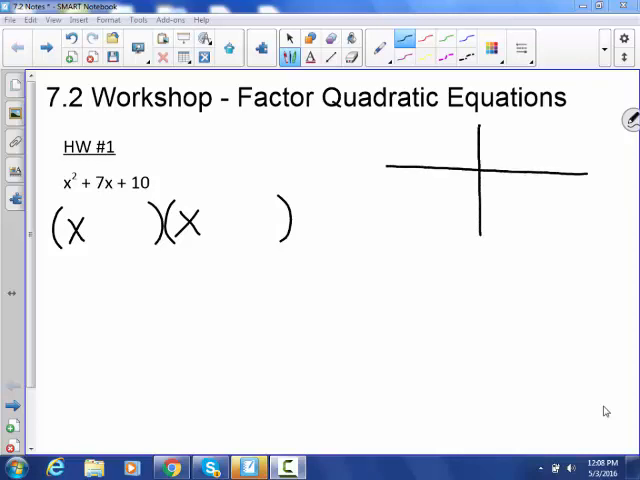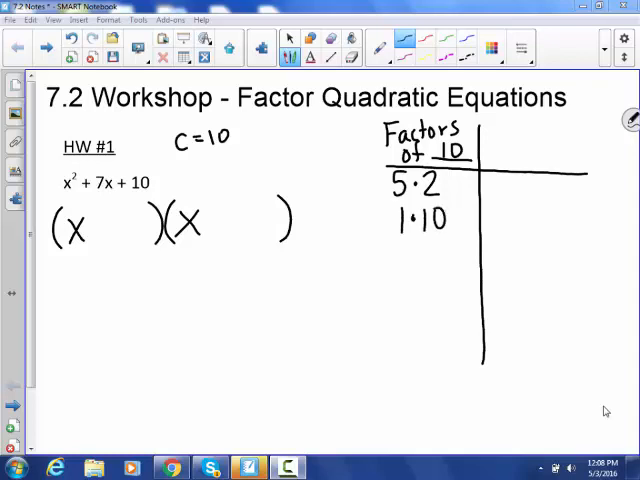So the way you factor, and you should have this table on your notes page, is you do factors of the C number. So what is C in our equation? 10. Yeah, C is 10. So we're going to do factors of 10. Factors mean the multiplication problems that equal 10. So think of multiplication problems that equal 10. 5 times 2. 2 times 5, so we don't have to reverse it, but what else? 1 times 10. Okay, those are the only two multiplication problems that equal 10.